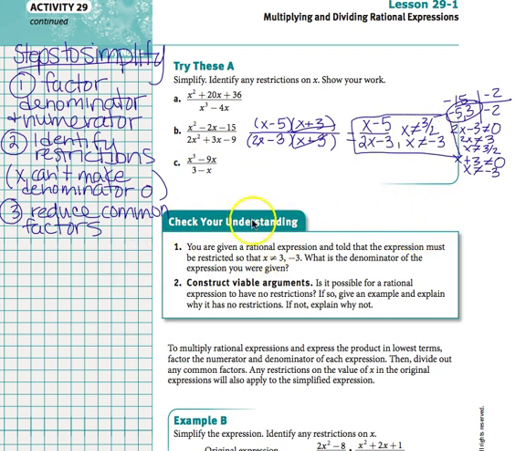All right, we're going to do one more of this type. Try these A part C. So same 3 steps. I'm going to factor first. When I look at the numerator, there is a common factor of x. So I'm going to take that out in front. That leaves me with x squared minus 9.